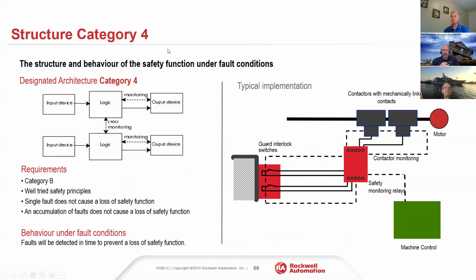So how do we even improve upon that? And that's where we come into category 4. So category 4, as you see, is a little beyond a category 3, where it's not just a single fault that doesn't cause the loss of a safety function. It's an accumulation of faults that does not cause a loss of a safety function. So now what we effectively are doing here is adding more monitoring. We're adding more capability to determine the state of the system.